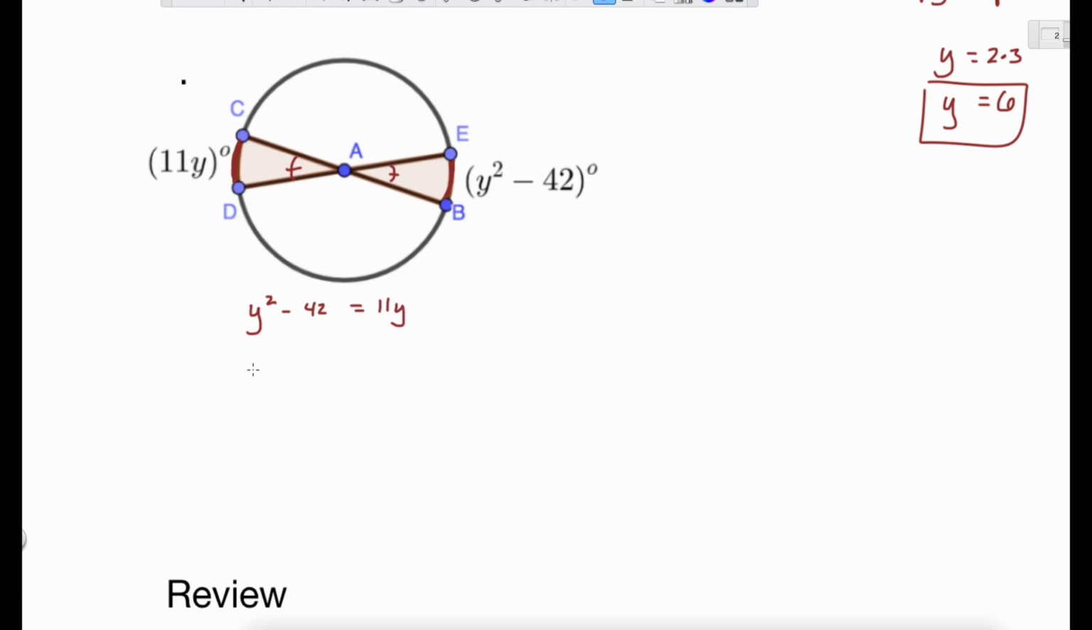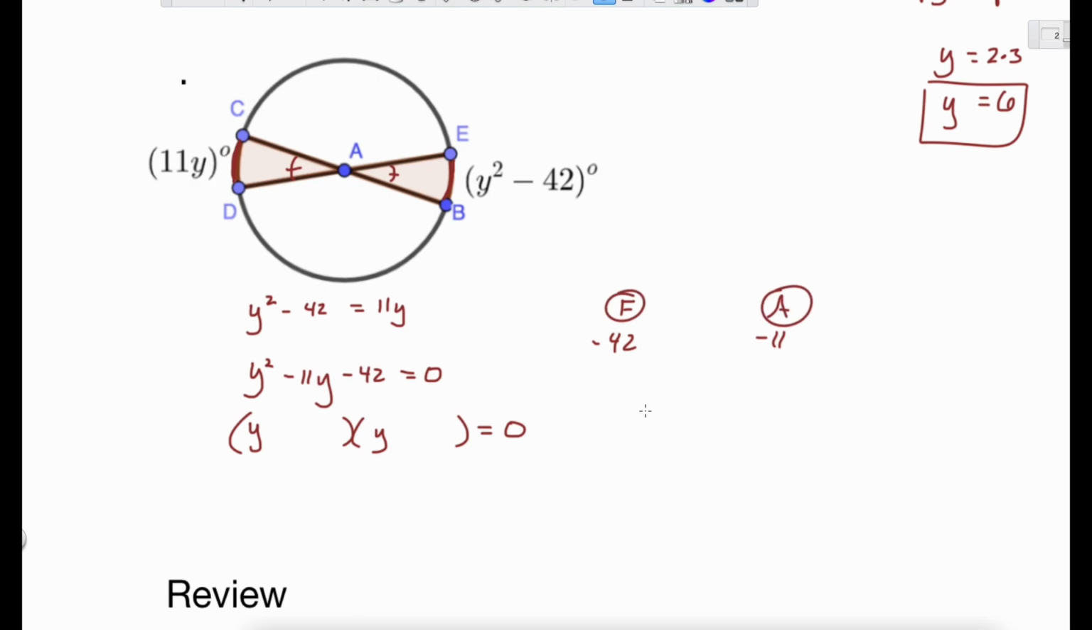This is another quadratic situation. We want to put this in standard form. And now we got to factor. Factors of negative 42 that add to negative 11. So the factors that add to negative 11.